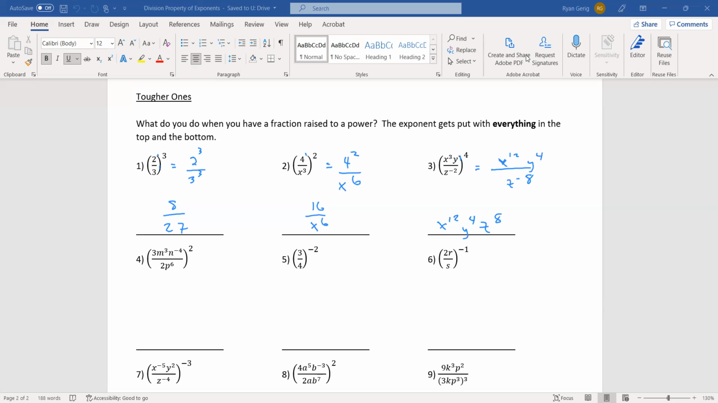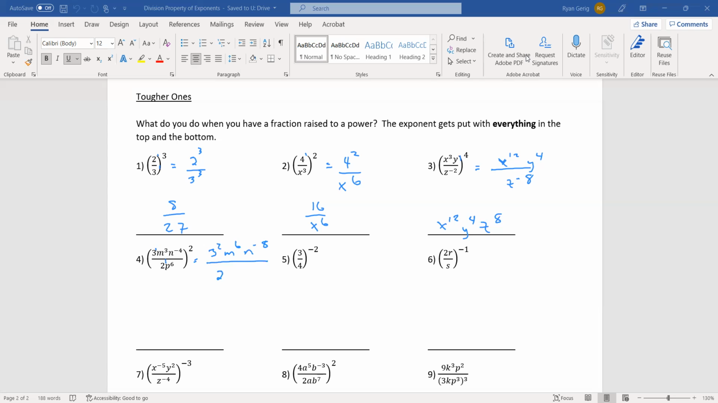Number 4, make sure every base has an exponent. 3 does not have an exponent. I'm going to put a 1 there. M already does, N already does. 2 has an exponent of 1. P already does. All right, so now I'm going to multiply each exponent by 2. So 3 to the 2nd, M to the 6th, N to the -8th.